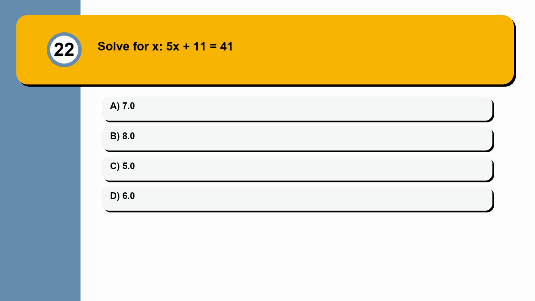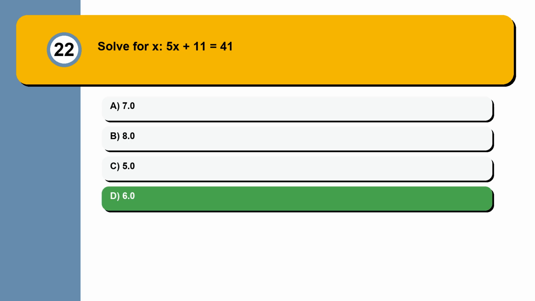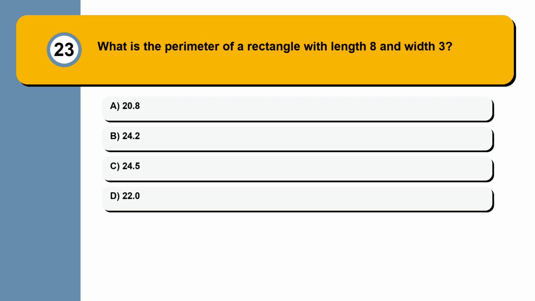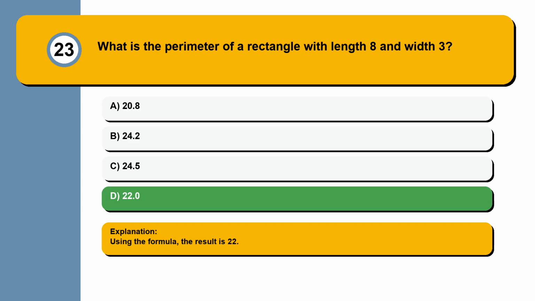Question 22. Solve for x. 5x plus 11 equals 41. Options: 7, 8, 5, 6. Subtract 11 from 41 to get 30, then divide by 5 to get 6. Question 23. What is the perimeter of a rectangle with length 8 and width 3? Options: 20.8, 24.2, 24.5, 22. Using the formula, the result is 22.